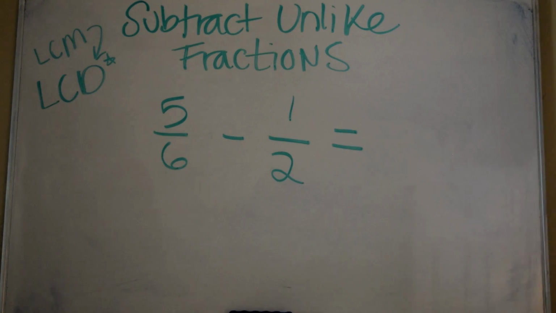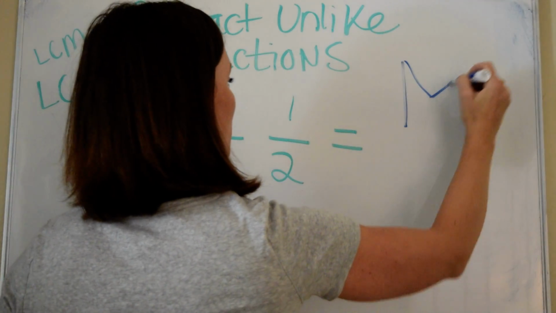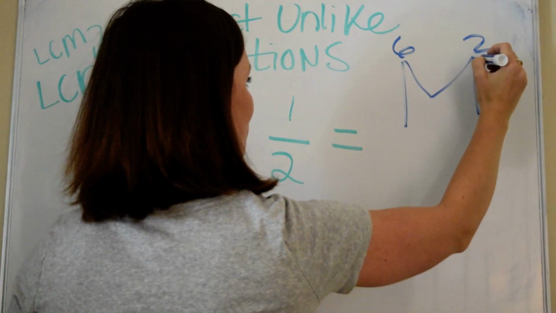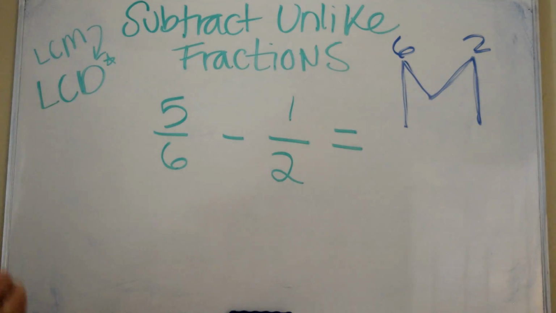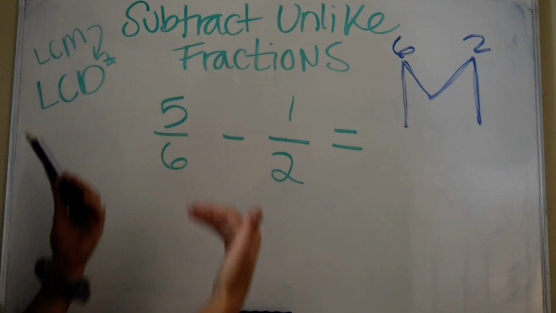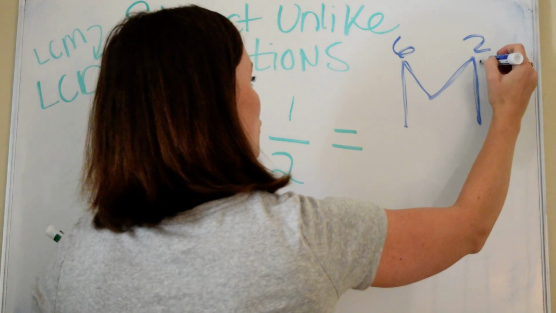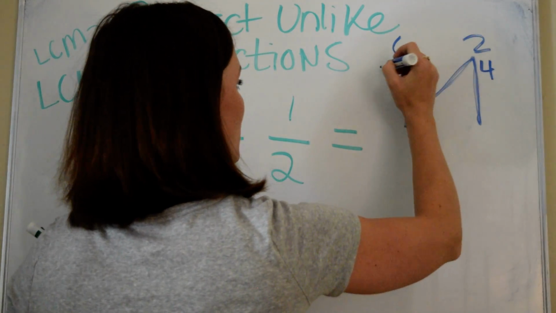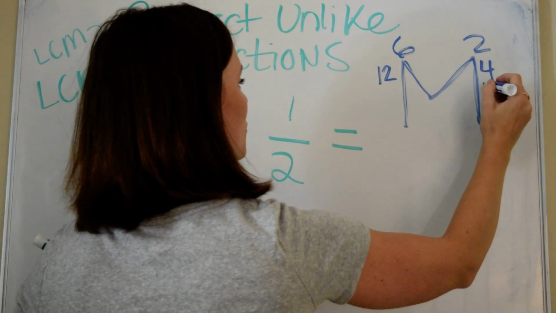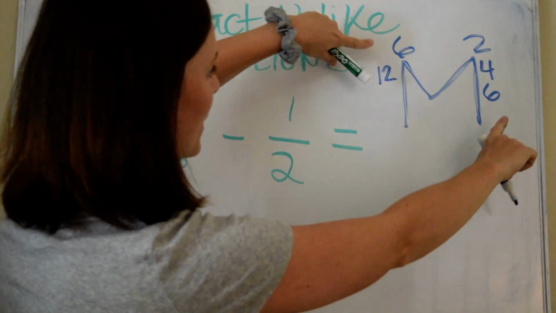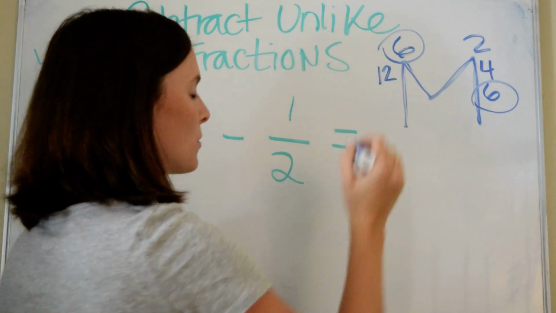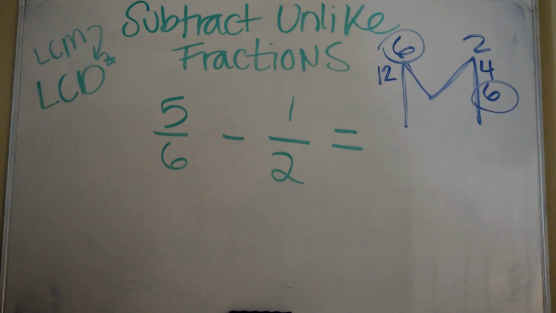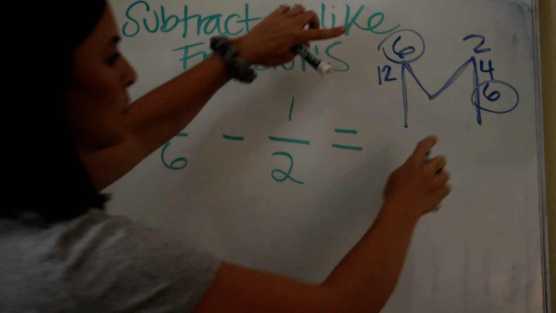So what you're going to do is set up your m for multiple and write your 6 and your 2. You need to figure out what number they share first, because it's the least. It's the first number they share when you start multiplying them up. So 2 times 2 is 4. 6 times 2 is 12. 2 times 3 is 6. Oh, do you see that they match? They match really quick. 6 is the first match they have when you're multiplying up. So 6 goes into 6 once, and 2 goes into 6 3 times, so their least common multiple is 6.